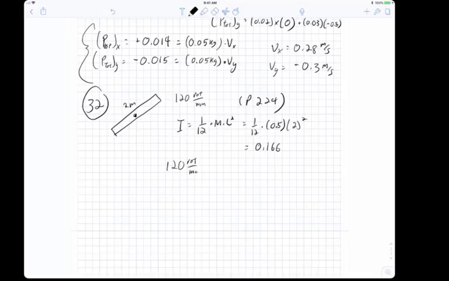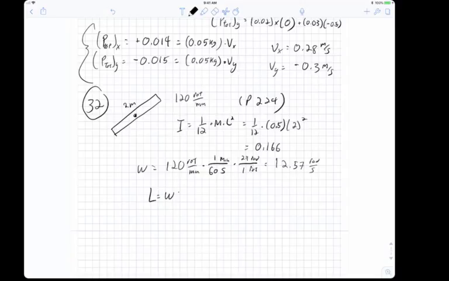All right, so 120 rotations per minute. I want to find the angular velocity, so I want it in seconds. 1 minute has 60 seconds, and I want it in radians. 2 pi radians for 1 rotation. That gives 12.57 radians per second. So the angular velocity is 12.57.